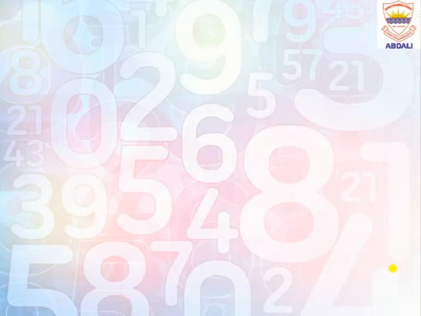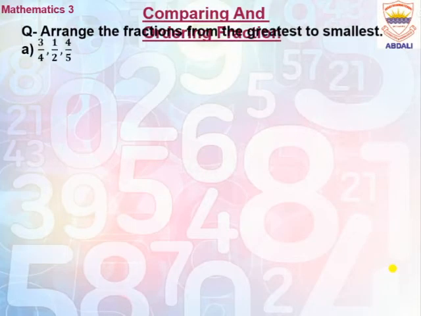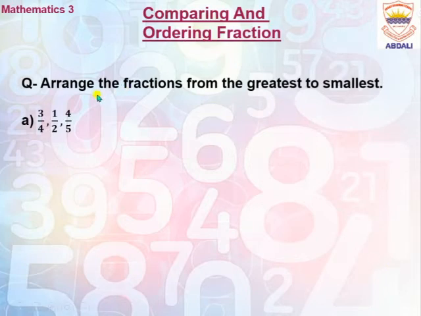As we are doing our topic comparing and ordering fractions, here we have a question: arrange the fractions from greatest to smallest. Our fractions are 3 by 4, 1 by 2 and 4 by 5. It means we need to arrange our fractions from greatest to smallest. Let's start its solution and understand it more.